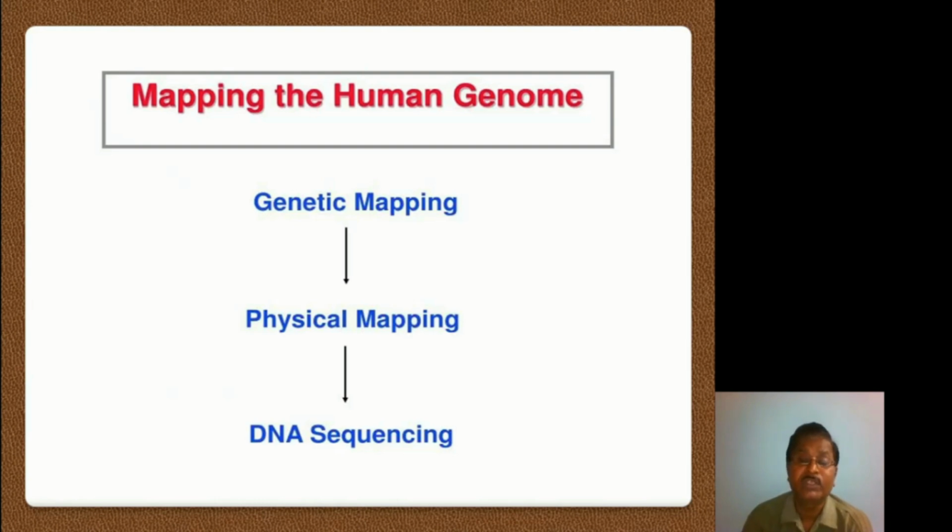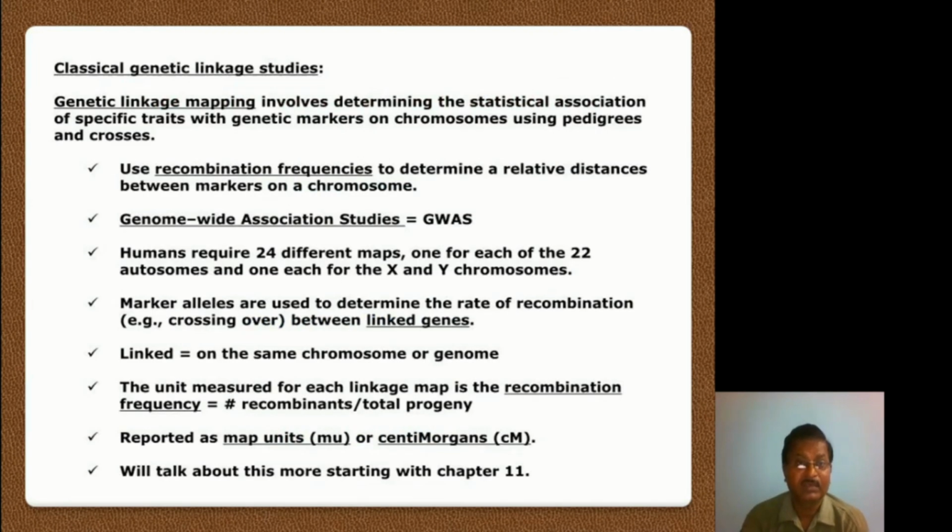So if you take a human genome, mapping the human genome can be done by all three: genetic mapping, physical mapping and DNA sequencing methods. So we have classical genetic linkage studies. Genetic linkage mapping involves determining the statistical association of specific traits with genetic markers on chromosomes using pedigrees and crosses. For that we have several methods used. We use recombination frequencies to determine relative distances between marker genes on a chromosome.